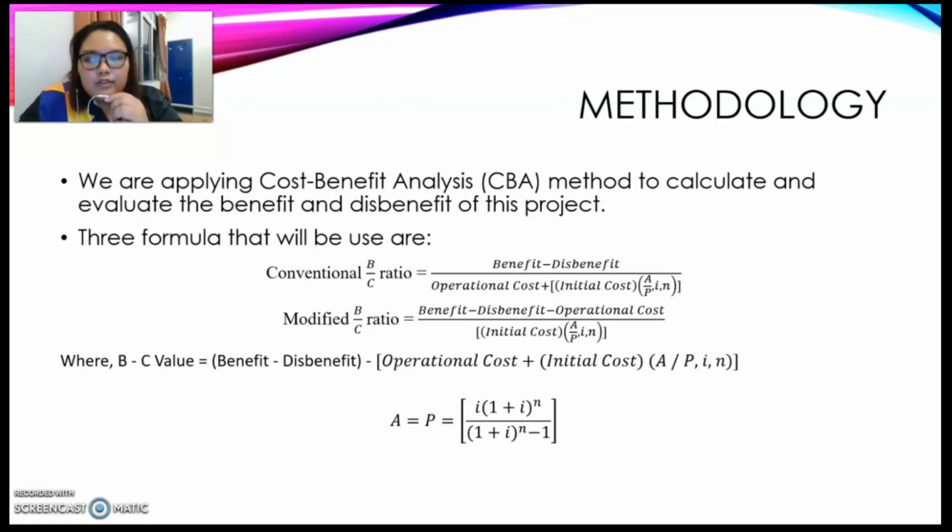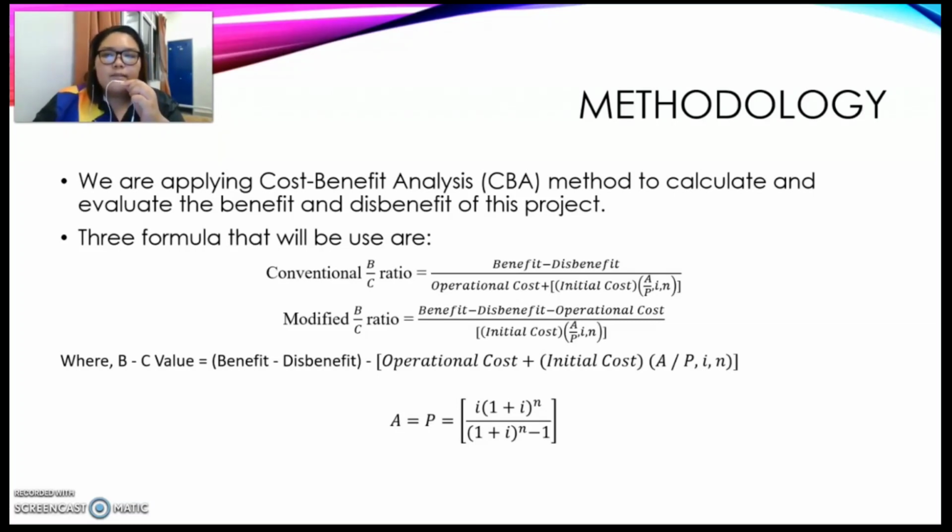Methodology: we are applying the cost-benefit analysis method to calculate and evaluate the benefit and disbenefit of this project. There are three formulas that we used. First, the conventional B/C ratio, which equals benefit minus disbenefit, divided by operational cost plus, in bracket, initial cost, times A/P, where i is the interest rate and N is the period of this project, which is 5 years.